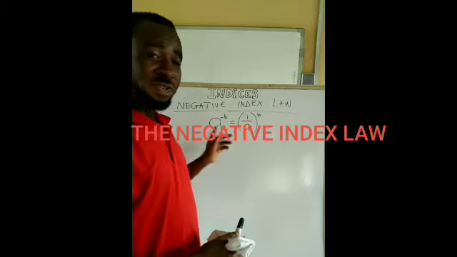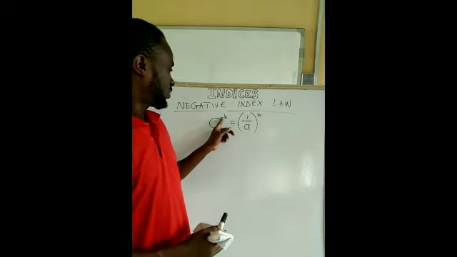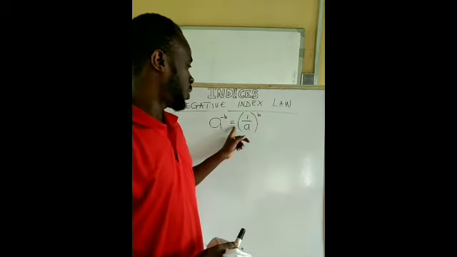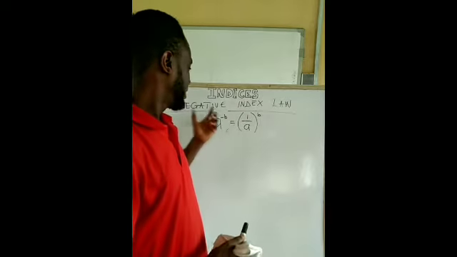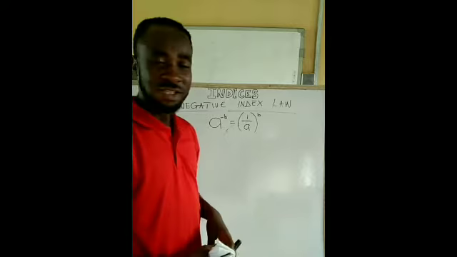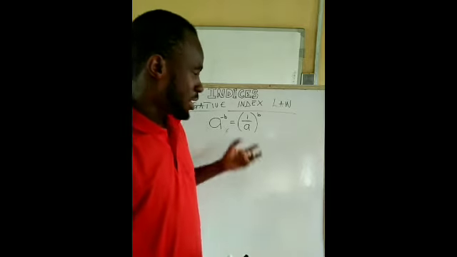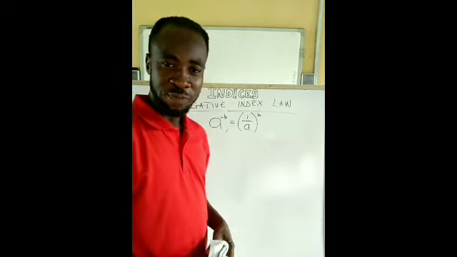Now this law simply says a raised to the power of minus b is equal to 1 over a all raised to the power of b. That is the negative index law. Let me explain this law to you.